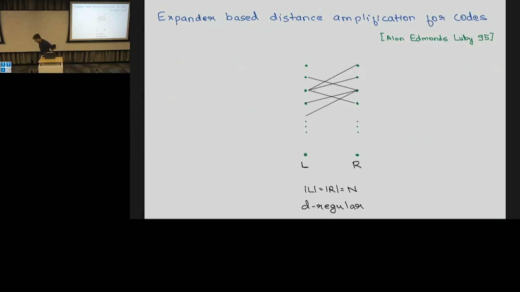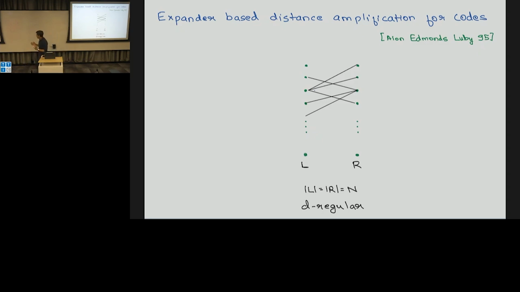And actually, the construction we give for codes is basically a new analysis of an existing construction from 30 years ago by Alon, Edmonds, and Luby, which was originally designed for giving codes with good distance and rate properties. And we can show that it also gets these optimal list decoding properties. And the construction is very simple.